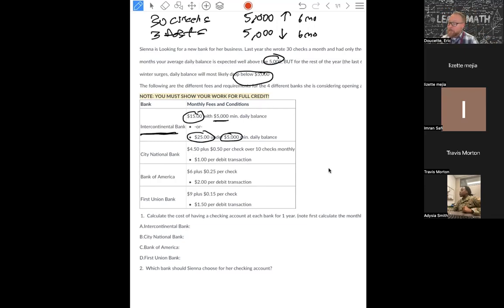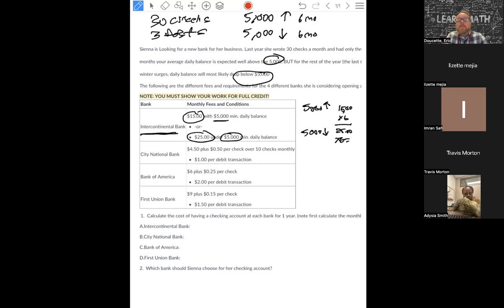So in her case, because she's going to be above 5,000 for 6 months, right? She's only going to pay $15 a month for 6 months. So just say times 6. And then because she's going to be below $5,000, she's actually going to pay $25 for 6 months, right? So basically you can add those two up. Does anybody want to do the math on that? What does it come out to?